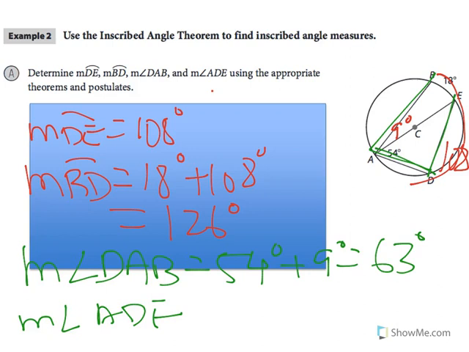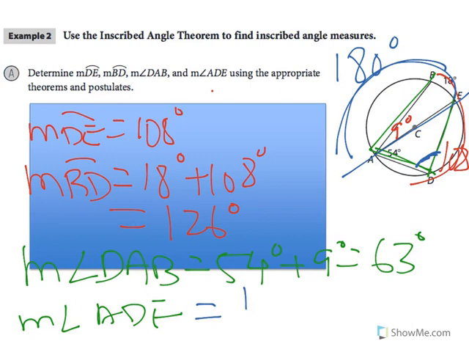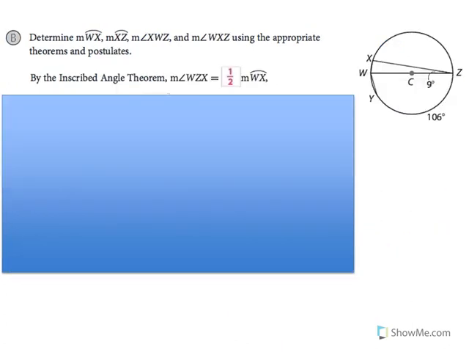So ADE is this part here. Well, you can notice that this is a semicircle, so this arc is 180 degrees, so this angle here is half of the arc. So you take 180 divided by 2, so it would be 90 degrees. Right, okay, so let's go on to example B.